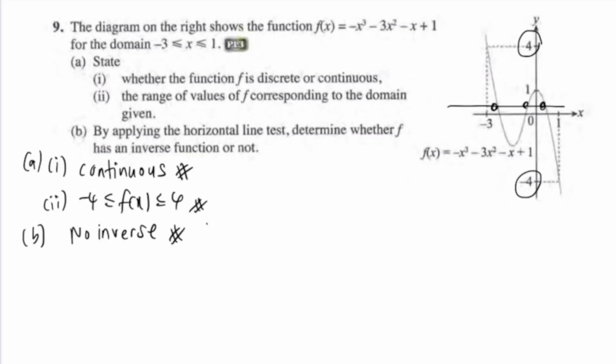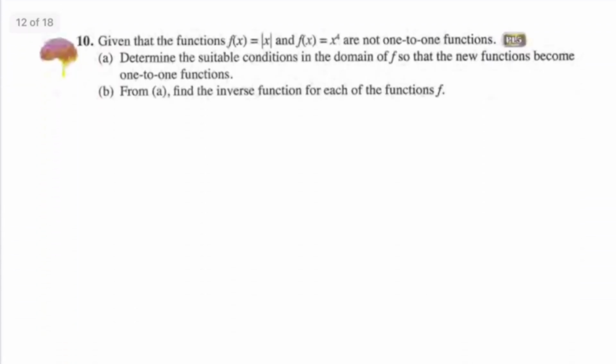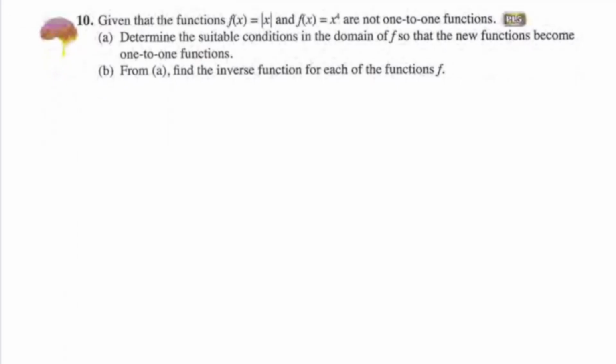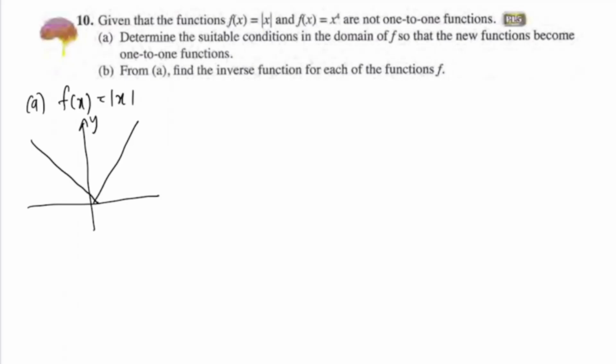All right, moving on. Let's look at question number 10. Okay, given that function f of x equals modulus x and f of x is also x power 4, they are not one-to-one. So determine the suitable condition for the domain of f such that the new function becomes one-to-one. Okay, so if you want, I can sketch for you. The graph of modulus x is a V-shaped graph like this. So it's definitely not one-to-one. Why? Because you have multiple x that map onto a single y.